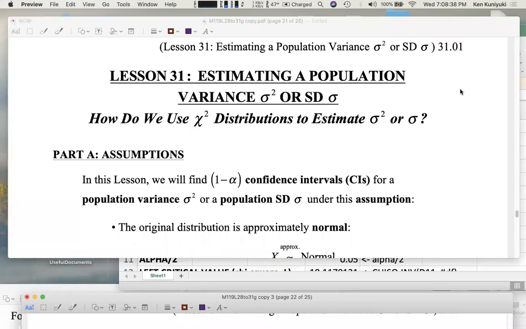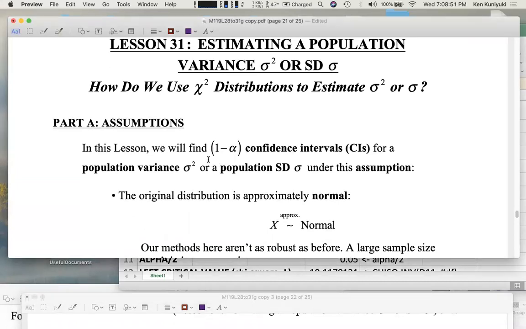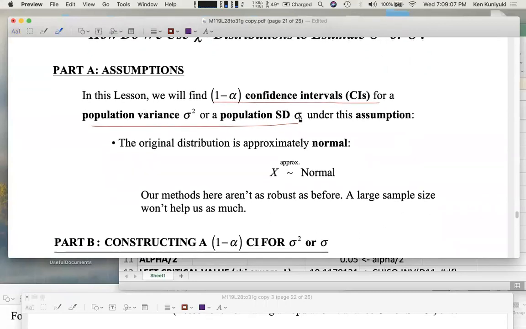Hi, everyone. We're now going to do confidence intervals for a population variance, sigma squared, or standard deviation, sigma. And we're going to move away from the central limit theorem, the CLT. So here we're going to find 1 minus alpha confidence intervals, again, for either sigma squared or sigma. It's the same theory underlying these two confidence intervals. Basically, remember, for the standard deviation, it's always the square root of the variance.